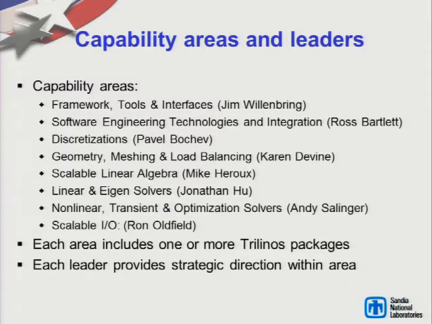So there's the framework on top, which is basically the build system, the testing system, all the stuff that allows us to do good software engineering. There's the software engineering technologies and integration, developing new ideas for how to better improve software quality. Discretizations in space and time. Geometry, meshing and load balancing. Effectively, that includes both mesh generation and combinatorial scientific computing problems. So Zoltan would be in this category. You'll hear more about that one tomorrow from Eric Boman. But also, say, mesh smoothing and those sorts of things.